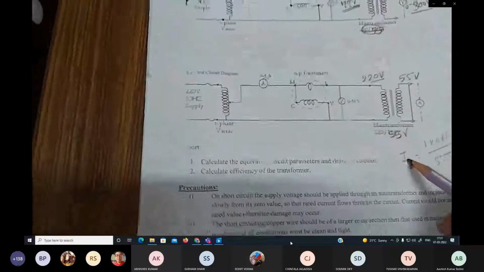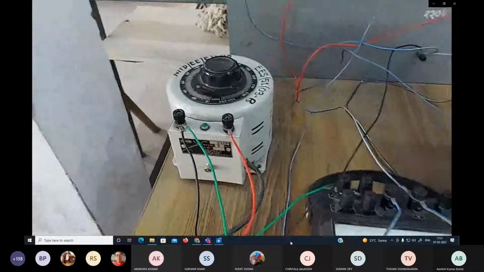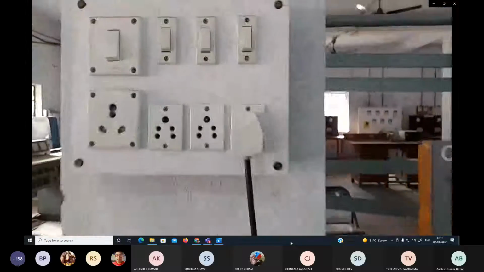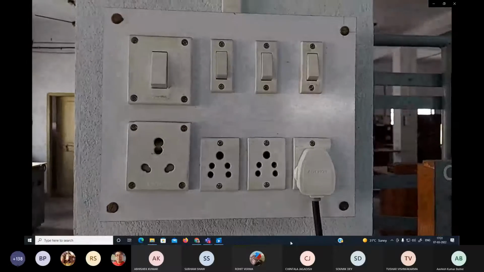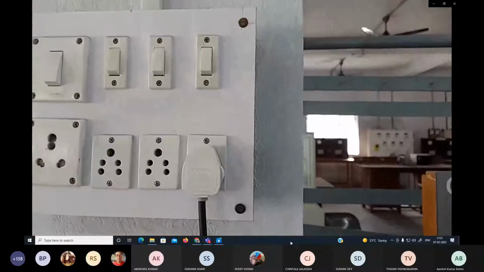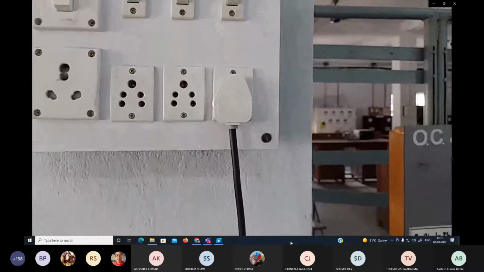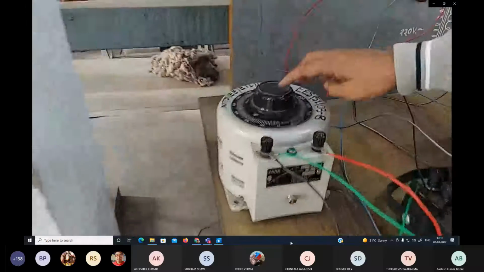Now we will discuss the real experimental setup, and how all the instruments are connected. First of all, we will start from the main supply board, which is installed on the wall of our laboratory. There will be one 3-pin plug and a switch, which will control the main supply, that is, switching on and off to give or disconnect the power.